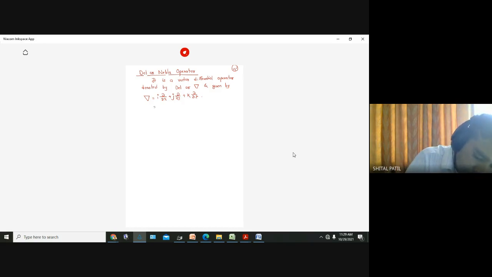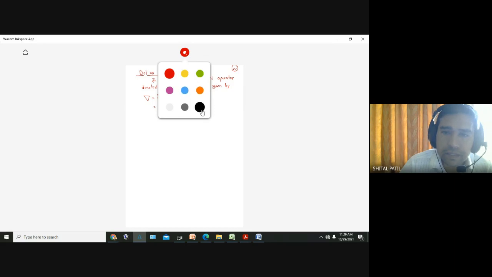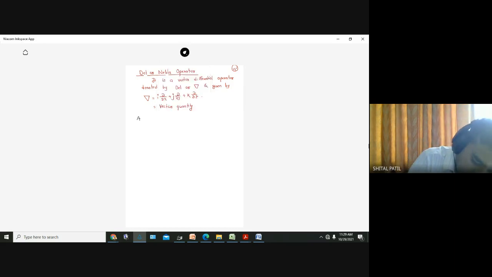What is this? Remember, it is a vector quantity. From where did we understand that it is a vector quantity? It contains i, j, k. Okay, now understand what we want to do for the whole topic. What is our aim? Aim to study properties of. Now we want to operate del on a scalar.